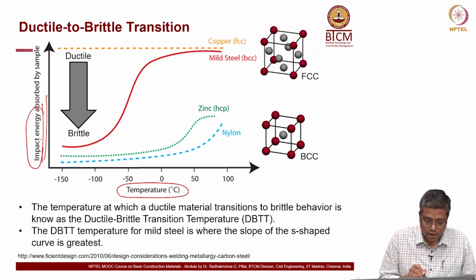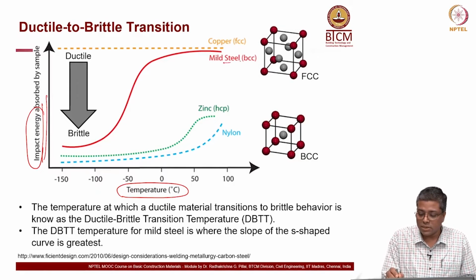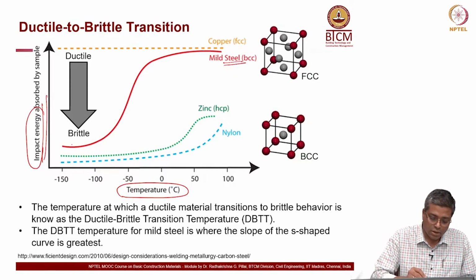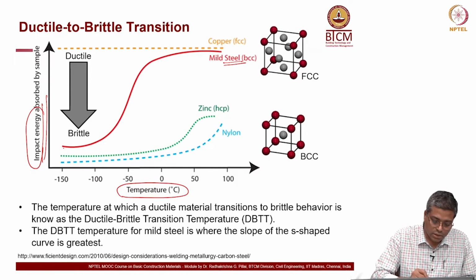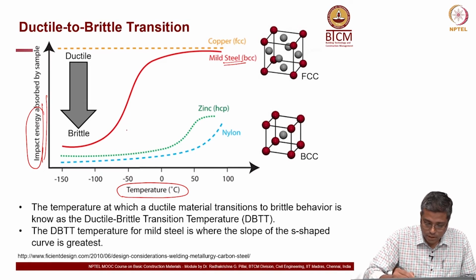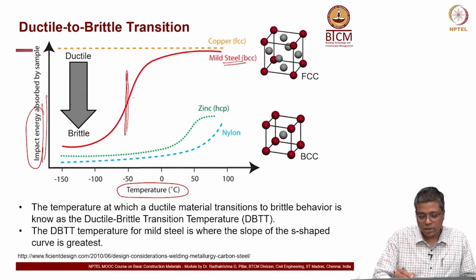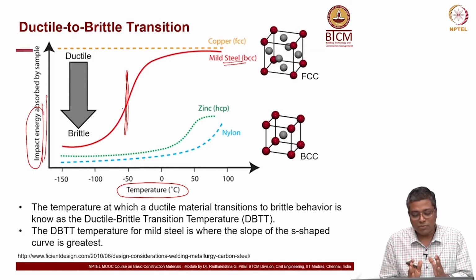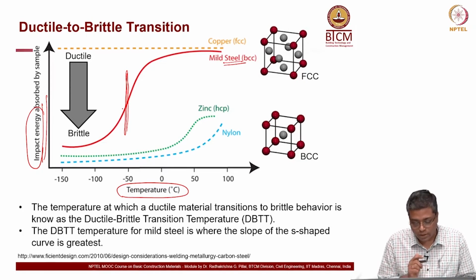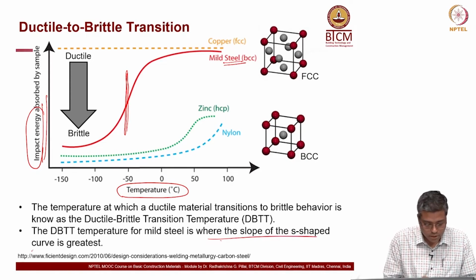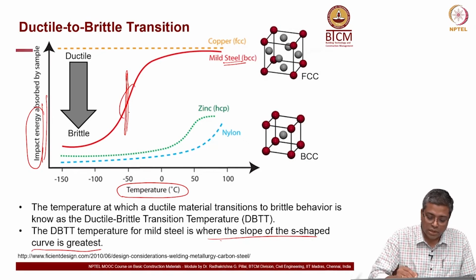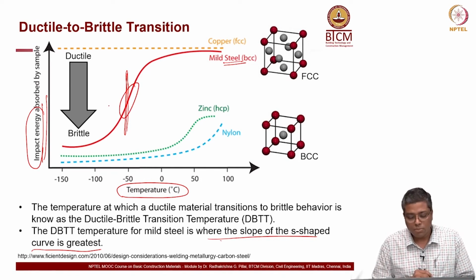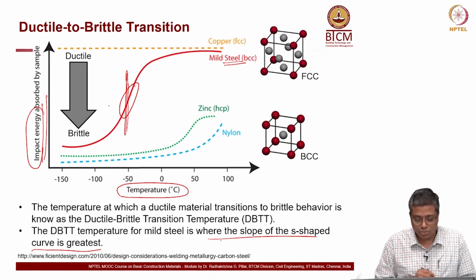Now, looking here, let us say you are talking about the mild steel, BCC, the red curve here. I can say that the DBT is somewhere in this region. What I am looking at is where the maximum slope of that curve is, where the slope of the S-shaped curve is greatest. So, in this region I can say that mild steel will undergo ductile to brittle transition.